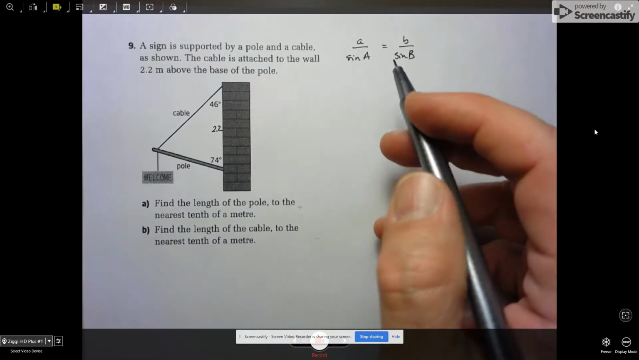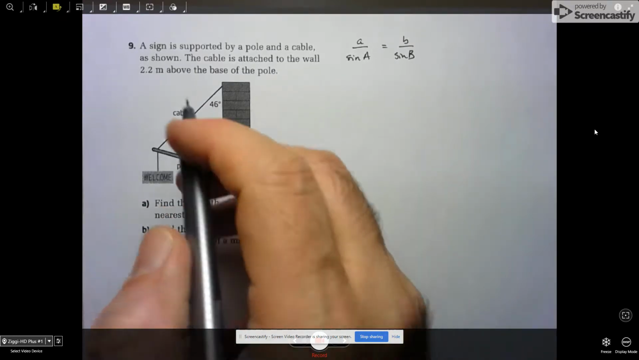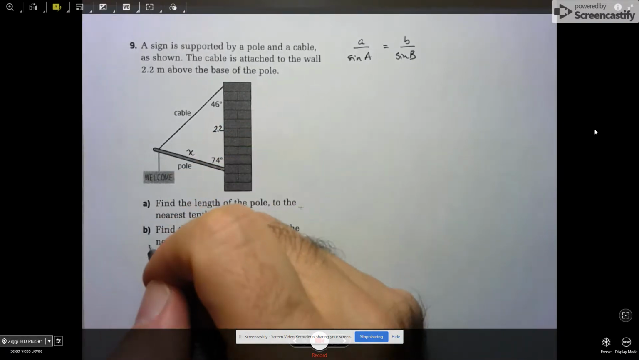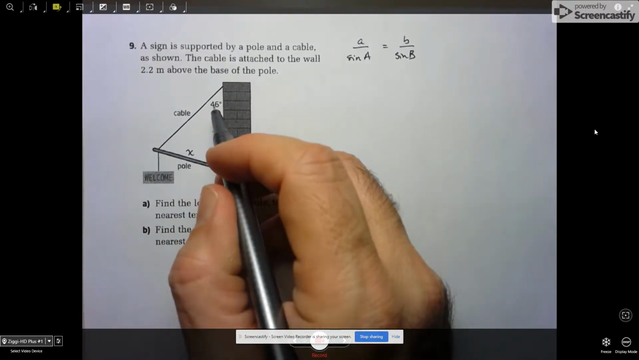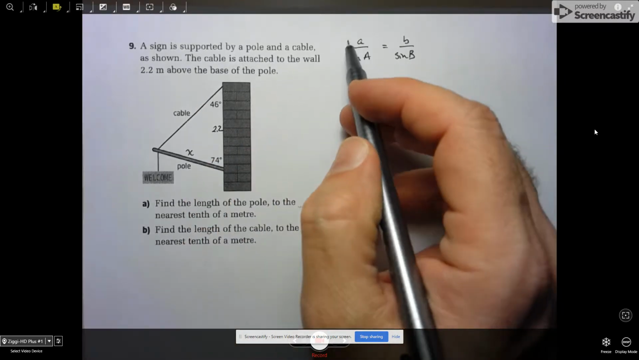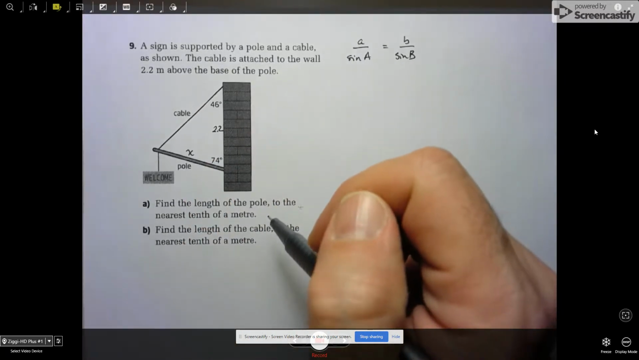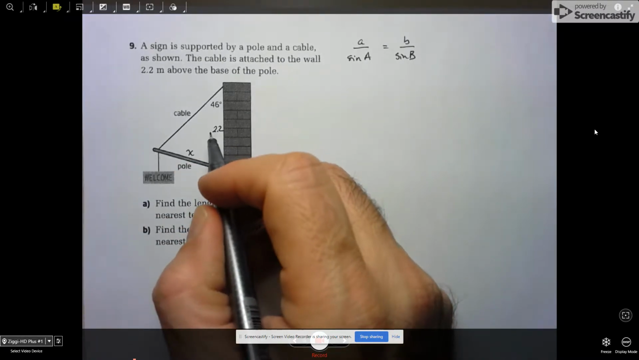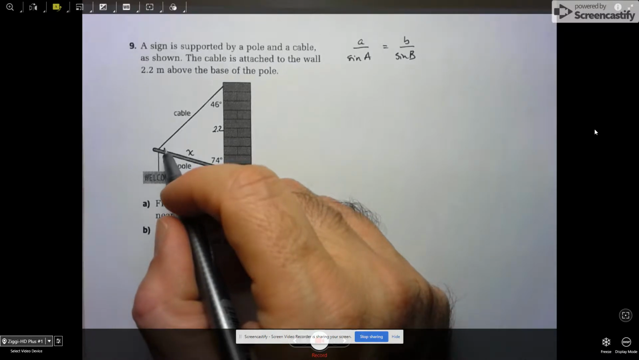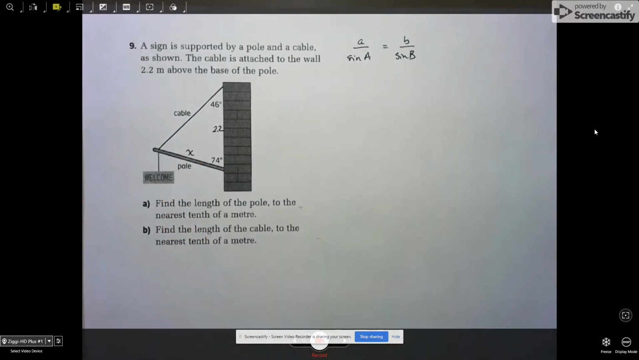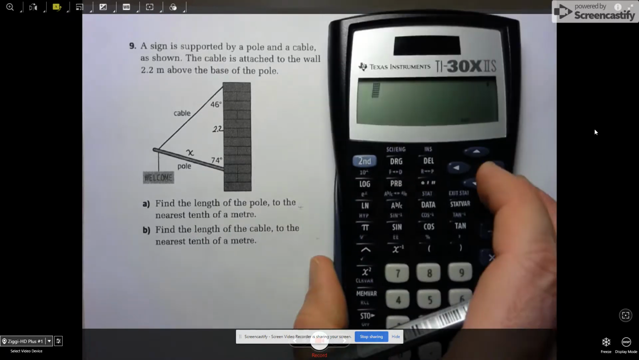So let's see if we have enough information to solve the problem. So let's start with the pole here. So we look at the pole. This is the first thing we're looking for, so I'll call that x. All right, and I have its opposite angle. So I know I'll be able to fill out one side of this equation. And the other piece of information I'm given, the only other length I'm given, is this one here, but I'm not directly given its opposite angle. But because I have the other two angles, I know I can find it. So it looks like I will have enough information to solve this problem.